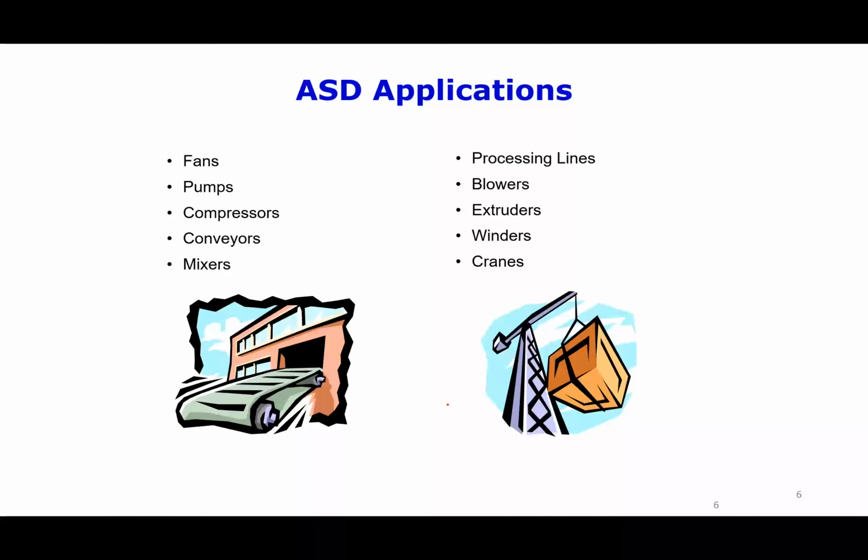So some of the applications of the adjustable speed drive systems are fans. We can have variable speed fans, pumps, compressors, conveyors, mixers, processing lines in processing power plants, blowers, extruders, winders in, for example, rolling mills or in paper mills. We all use the winders, cranes, lifts. Everywhere we need the electric motor. So when we have the electric motor, then we need to have a variable speed operation. So that is achieved by the power converter.